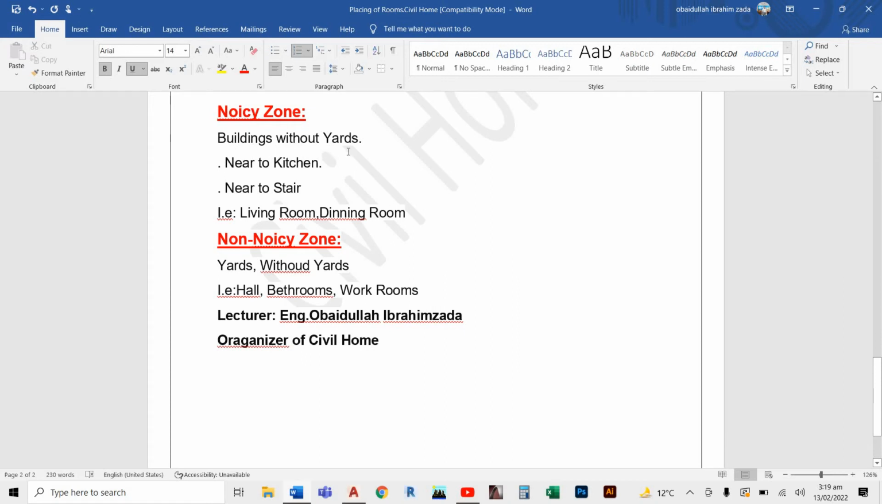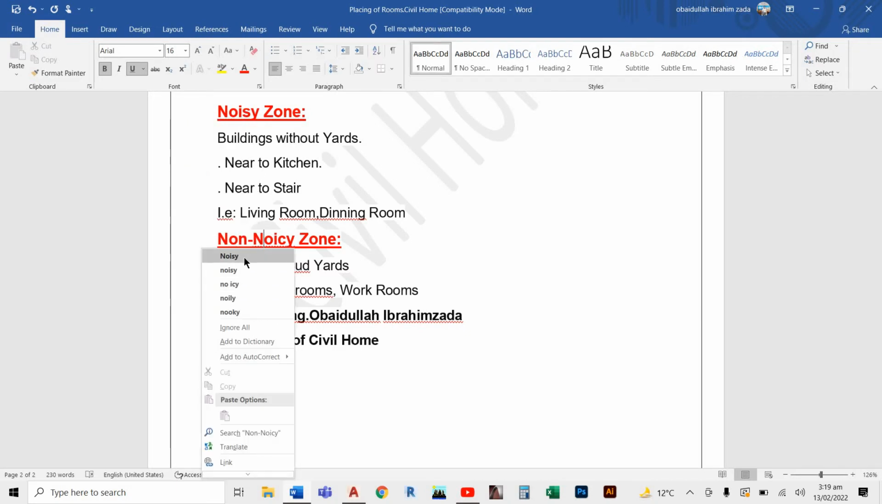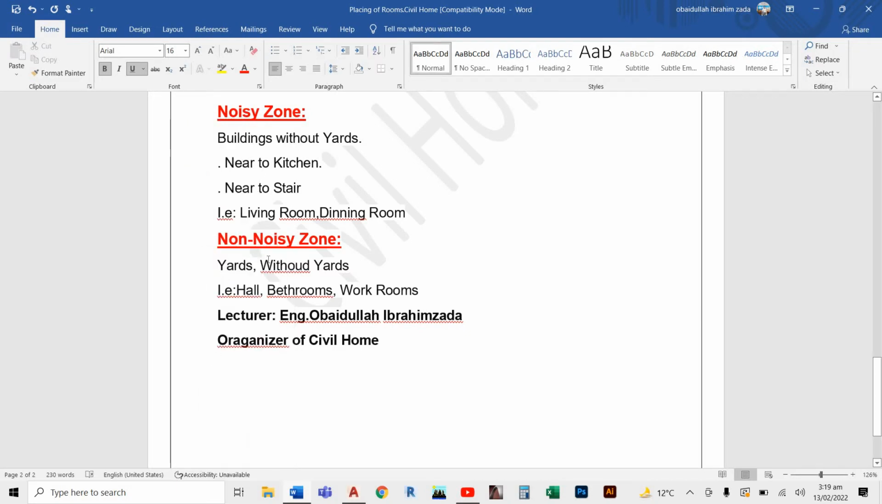Noisy zone, building without yards. Building without noise is called non-noisy zone. For example, yards, buildings without yards is called non-noisy zone. For example, your bedroom, your hall, your workrooms must be in a place where there will be no noisy zone.